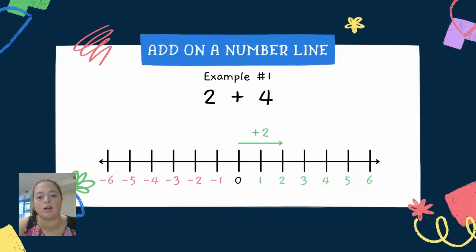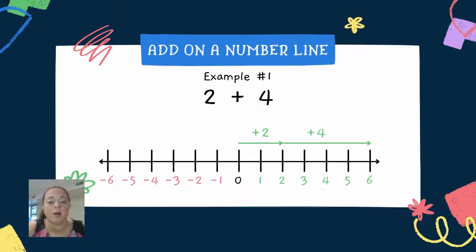0 is always our starting point. Then we move to the left or the right, depending on if the first number is positive or negative, and we go to that number on the number line. So in this case, we move 2 to the right to get to positive 2. Then we add 4. Adding on the number line goes to the right, so we move to the right 4 spaces. That brings us to the 6. That's our answer.